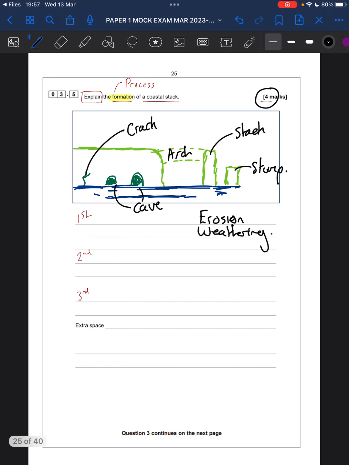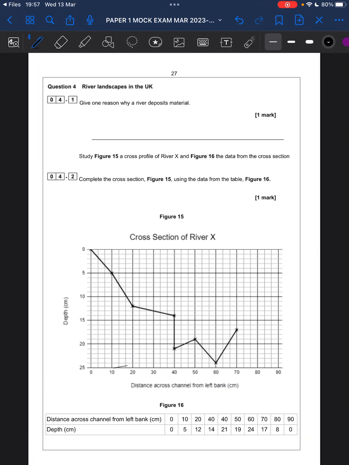Hang on, I've gone all the way back to here. So, okay, right, so 4.1. Give one reason why a river deposits material. It loses energy, the velocity lowers, so it loses energy, something along those lines. 4.2, you've just got to finish it. Again, easy marks.